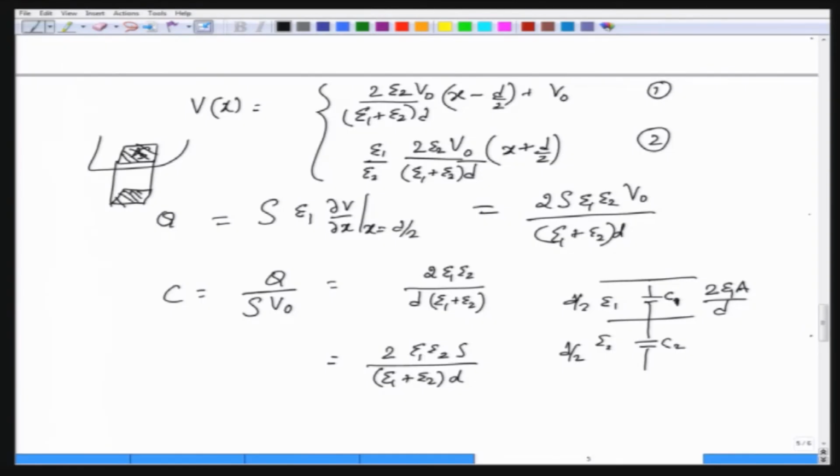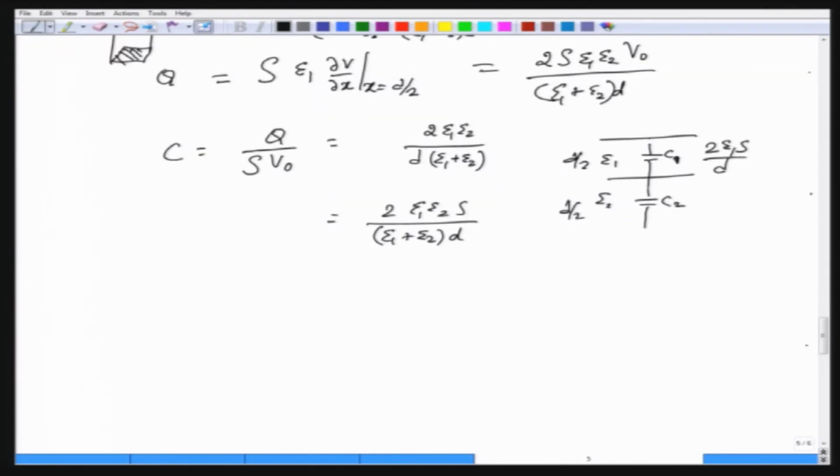So, this will be epsilon 1 times surface area A. Let us make it S, and d by 2, and there will be one more, 2 epsilon 2 S by d. If you add them together, capacitors in series must add according to 1 by C is equal to 1 by C1 plus 1 by C2. So, if you add them, you will see that this is actually 2 capacitors in series. This is the capacitance of this parallel plate capacitor with 2 dielectrics, obtained by solving Laplace's equation and applying the appropriate boundary conditions.